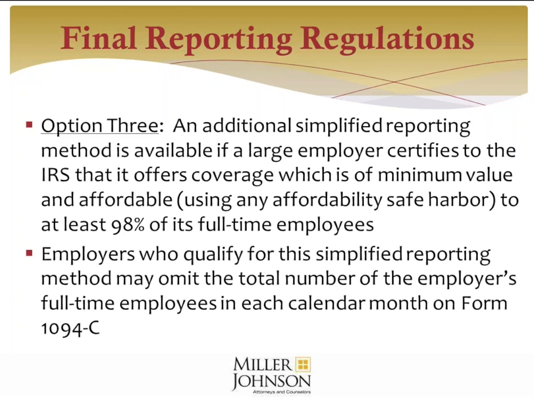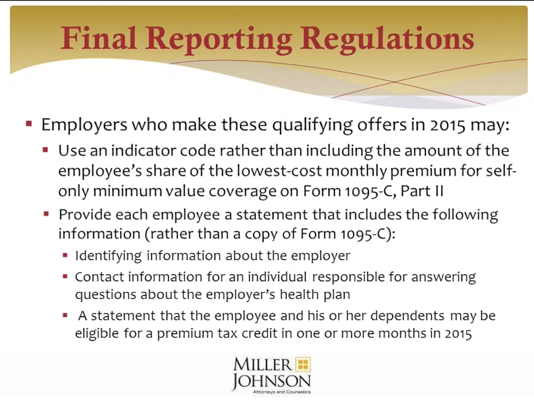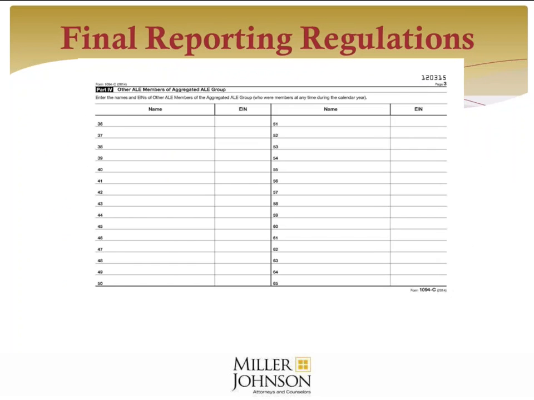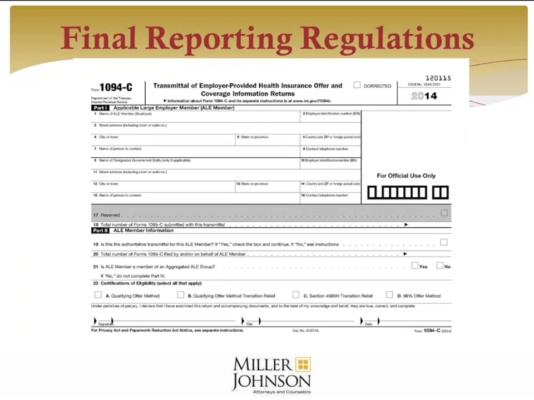And I'm going to take you back a few slides, so I hope I don't make any of you dizzy, but I'm going to go kind of fast because I want to show you what you get to skip. So again, as you remember, this is the Form 1094-C, this is the transmittal. So you can see on line 22 there is a 98% offer method. If you certify that you offer minimum essential coverage that's affordable based on any affordability safe harbor to at least 98% of your full-time employees, you will check box D.